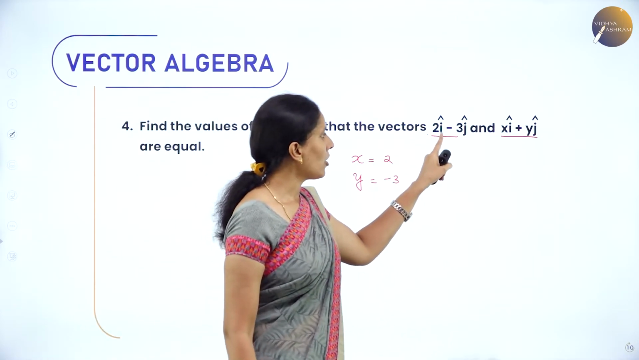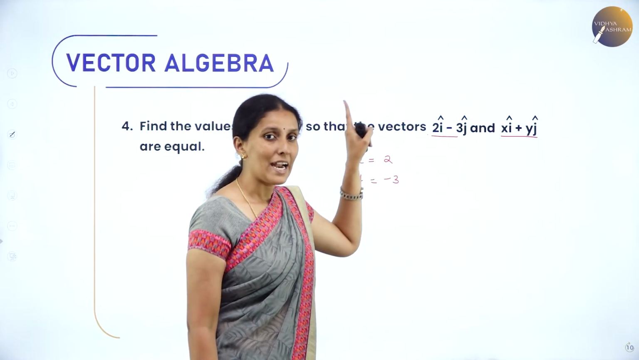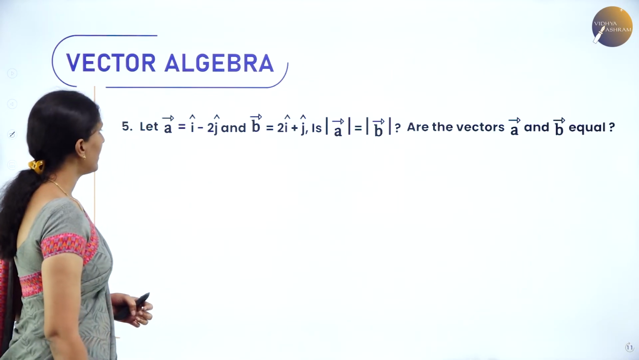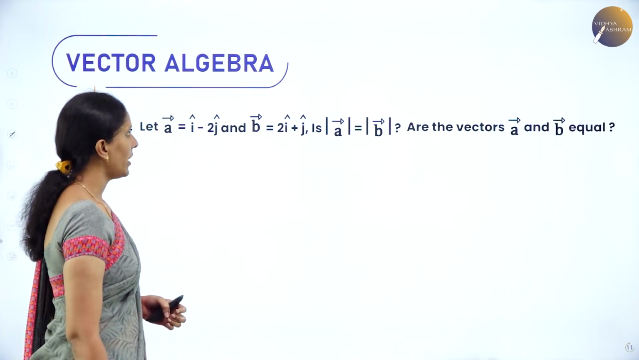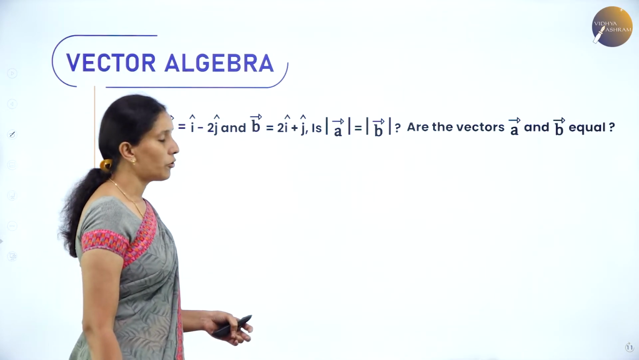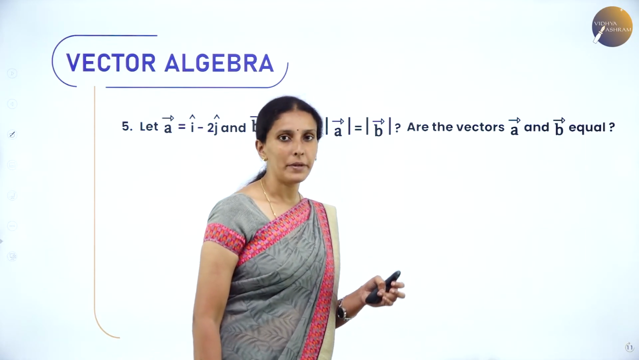Make sure that i component is equal to i component, j component to j component, and k component to k component. Next question. Let vector A be equal to i minus 2j and vector B be equal to 2i plus j. Is magnitude of A equal to magnitude of B? Are the vectors A and B equal?